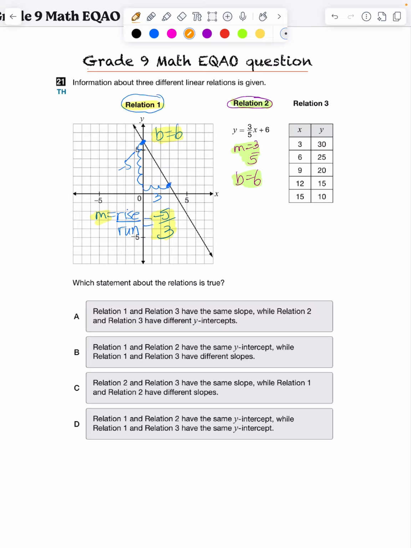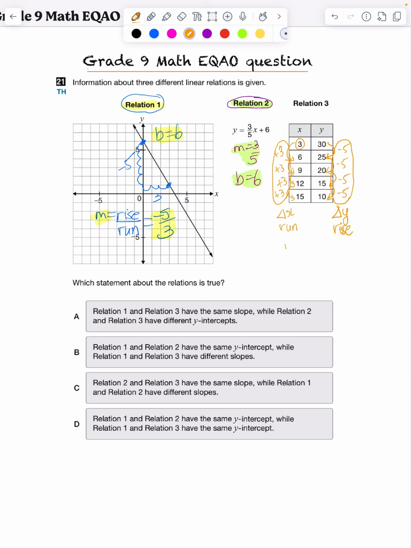I can look at the y values and follow the pattern. 30 to 25, down 5. 25 to 20, down 5. 20 to 15, down 5. 15 to 10, down 5. So when I look at these -5s, that is the change in y, which is going to be represented by our rise. Now looking at the x's, I'm going to go up 3 to get to 6, up 3 to get to 9, up 3 to get to 12, up 3 to get to 15. These values are the change in x, or our run.